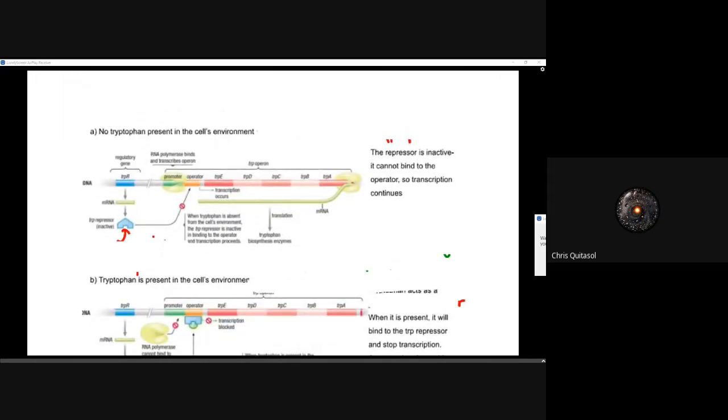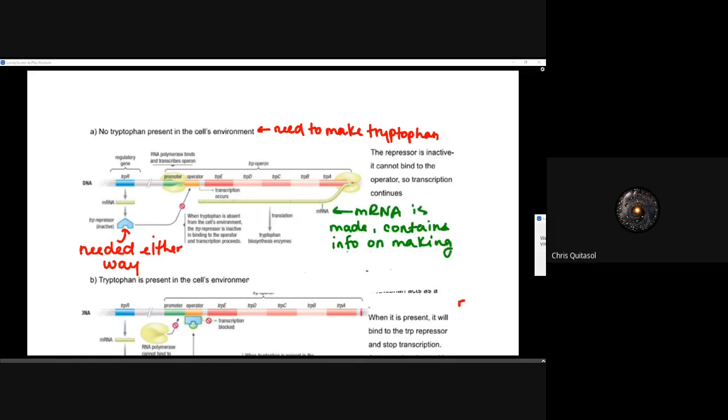And so when we think about the comparison to the tryptophan being present or not present within the cell, again, it's pretty much the same as that lac operon. However, we're looking at when we need to make that tryptophan. The absence of tryptophan in the cell will cause the trp repressor to be inactive, meaning it will allow for that genetic information to be transcribed to make tryptophan. Because again, that repressor is inactive, cannot bind to the operator, so transcription will continue. This mRNA is made continuously, and it will contain that info on making tryptophan in protein synthesis.